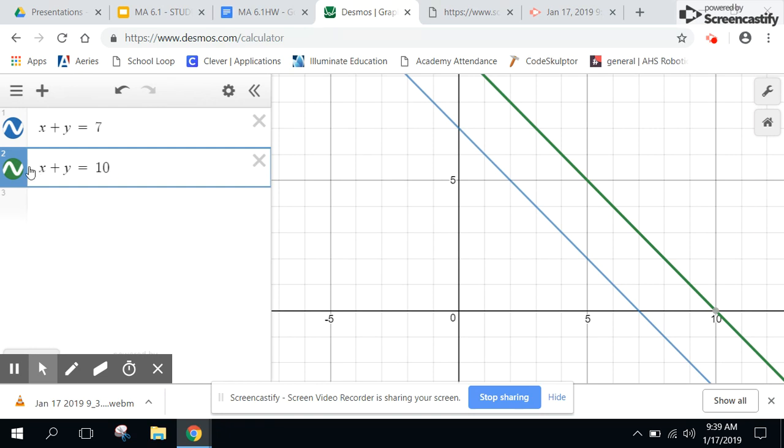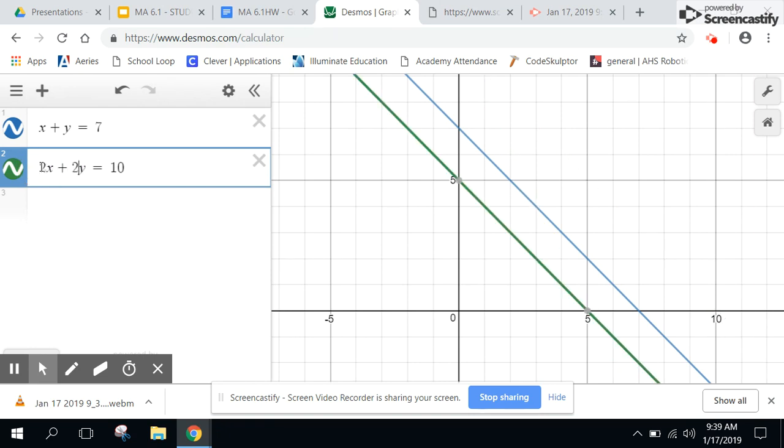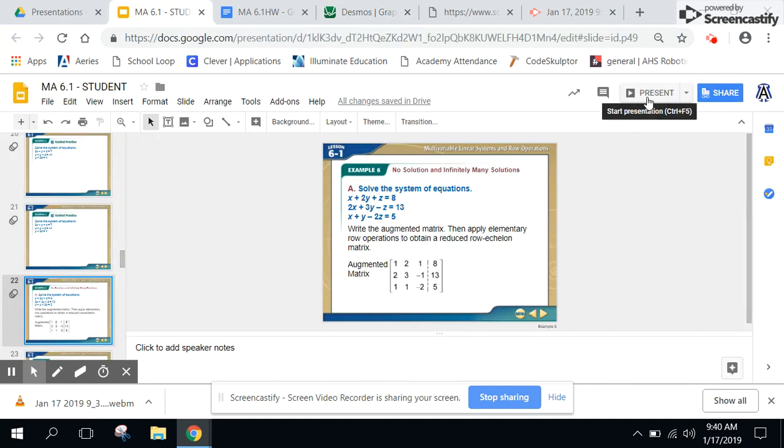The alternative is if I made this, let's see, 2x plus 2y is 14, now they overlap infinitely many times. I can take really any expression. So if x is 1, y is 6, and that's going to work in both of them. If x is 2, y is 5. There's infinitely many pairs that I can put together to make that work. So what we're going to look at is what that looks like as a matrix here.